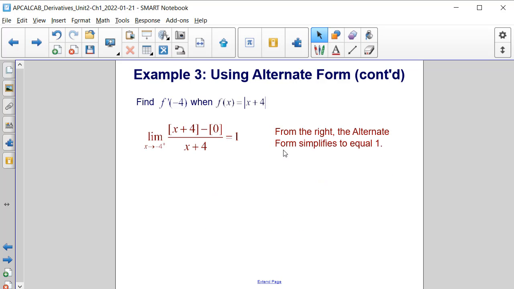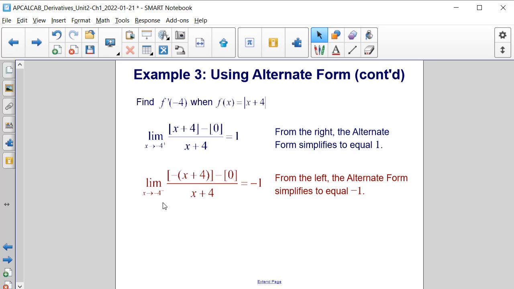So if we use alternate form, we would have the limit as x approaches negative 4 from the right of x plus 4 minus 0, because f of negative 4 is indeed 0, all divided by x plus 4. Well, the 0 just goes away, and we have x plus 4 over x plus 4, which is equal to 1.